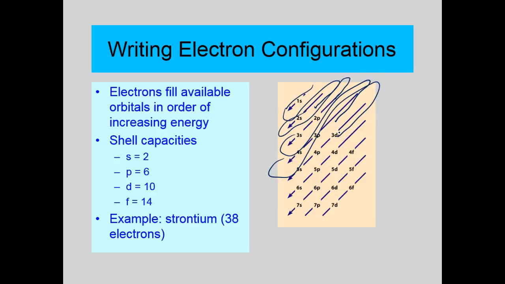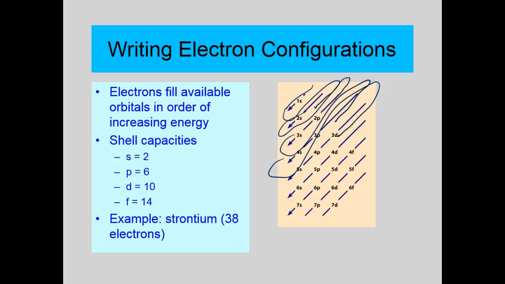Now we go back to the 3d. So notice here, folks, we filled 1s, 2s, 2p, 3s, 3p, 4s, but we did 4s before we did 3d. That's because the electrons in 3d are actually a little bit higher in energy than 4s. So they start here, then they go back up here. How many in d? 10. Okay. You don't have to go back and keep count.